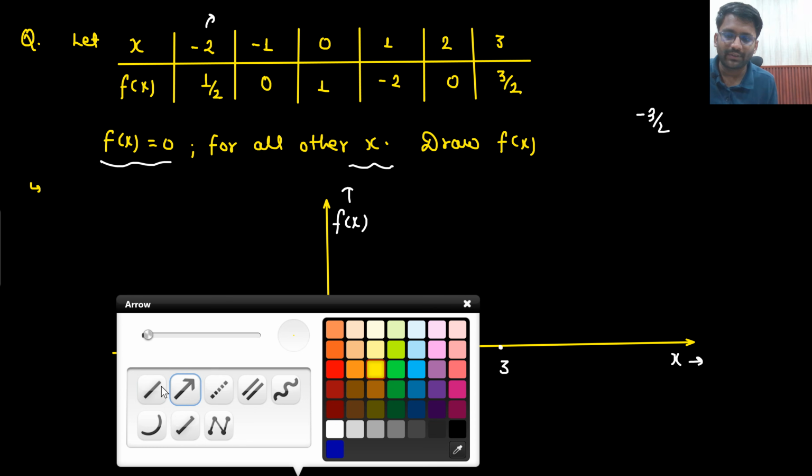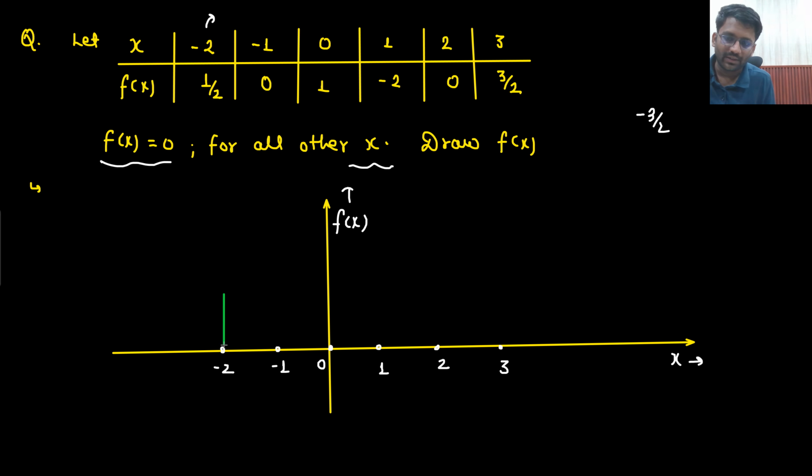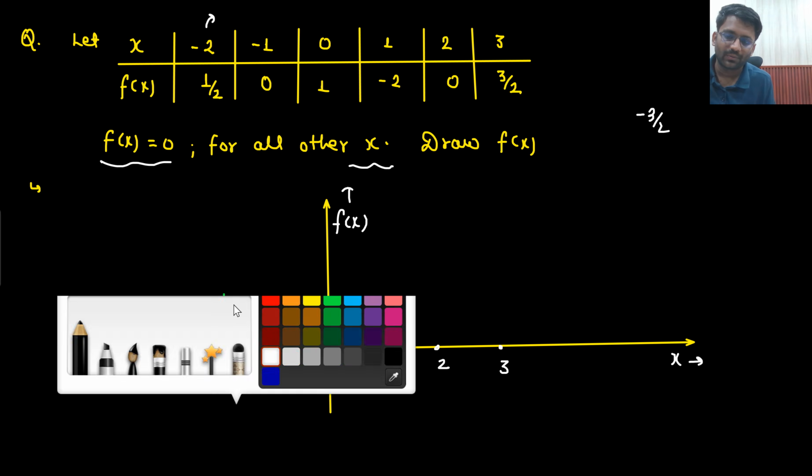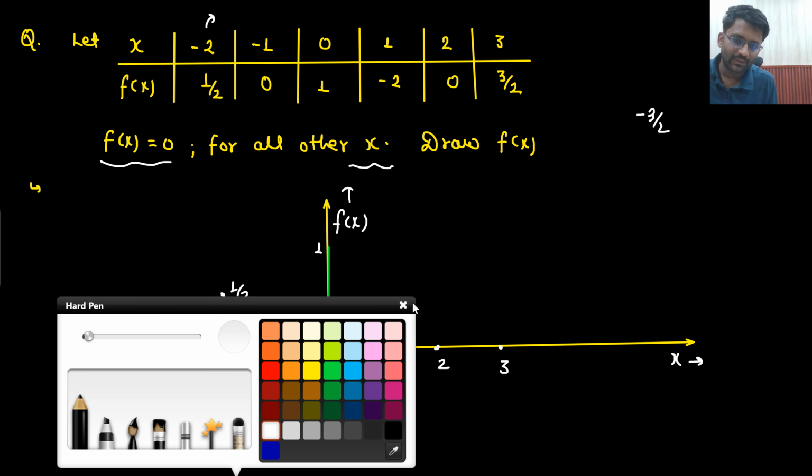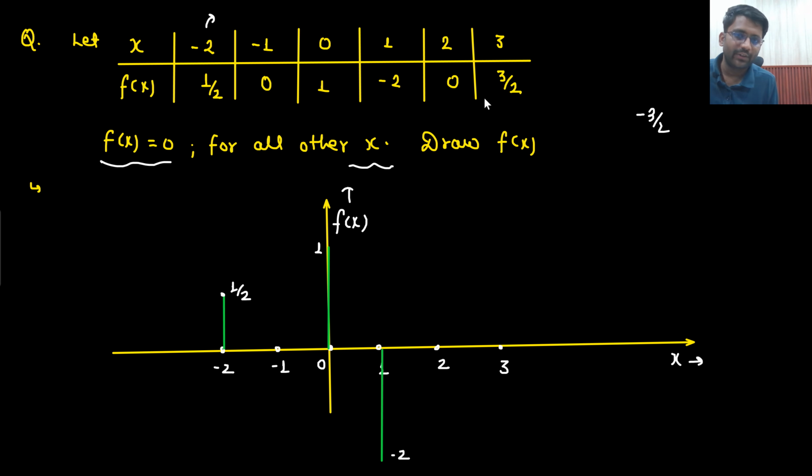So at x equals minus 2, what is the value? This is how you will be showing it. At x equals minus 2, the value is 1 by 2. At x equals minus 1, the value is 0. At x equals 0, the value is 1. At x equals 1, the value is minus 2. At x equals 2, the value is 0. At x equals 3, the value is 3 by 2. So this is how we will be showing f(x). Okay. Discrete values, this is how they are shown.